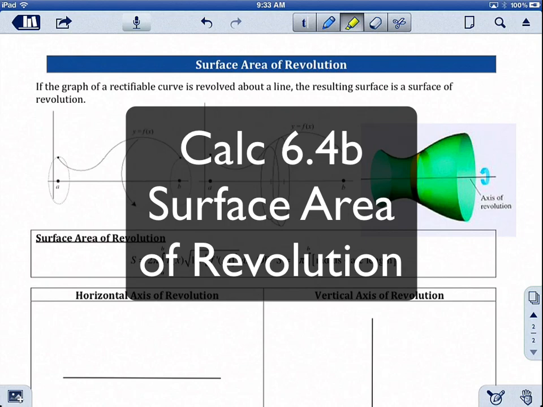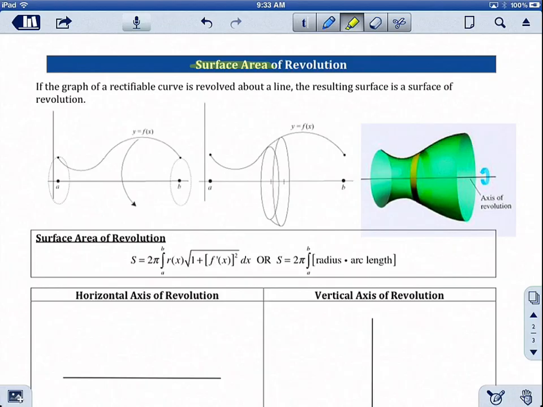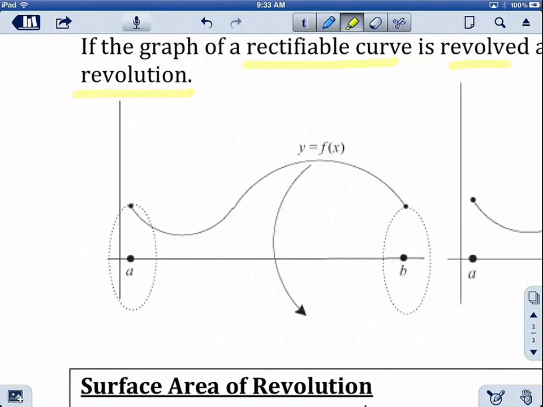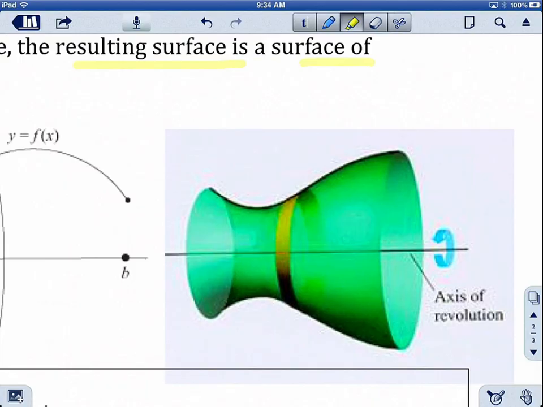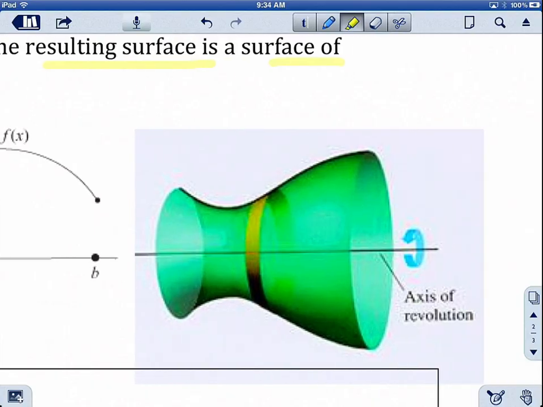All right, next we're going to talk about the surface area of a revolution. So if the graph of a rectifiable curve is revolved about a line, the resulting surface is a surface of revolution. So basically, if we take this curve, which is y as a function of x, and we rotate it or revolve it around an axis, we're going to get this surface right here.